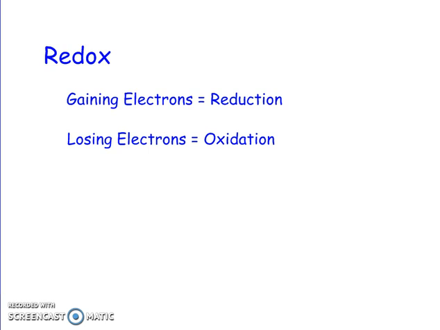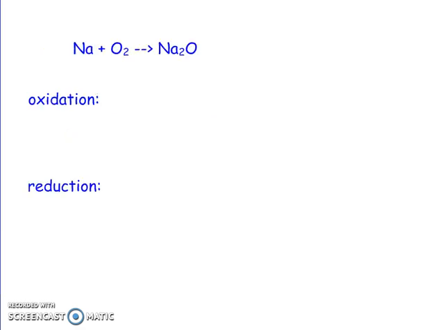Losing electrons is oxidation. And one way that a lot of people use to remember that is LEO for losing electrons is oxidation, and GER, gaining electrons, is reduction. Here we have an example of a simple redox reaction. Sodium plus O2, O2 because it is a diatomic, forming Na2O. And this equation is not balanced right now, but that's okay. It doesn't need to be balanced for what we're doing.